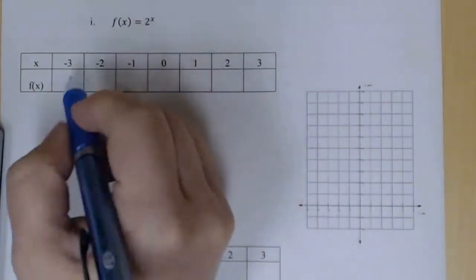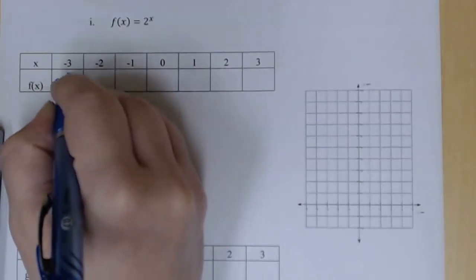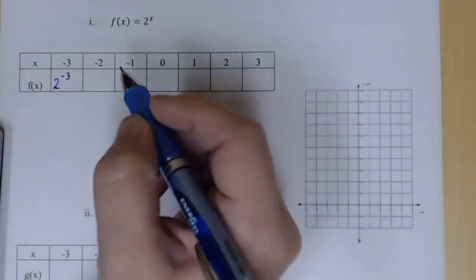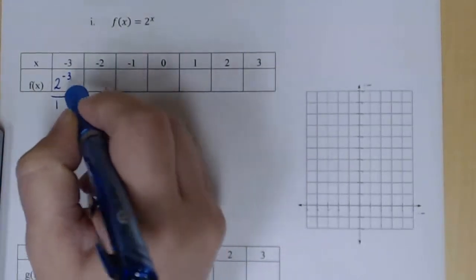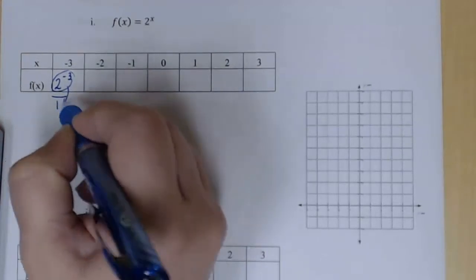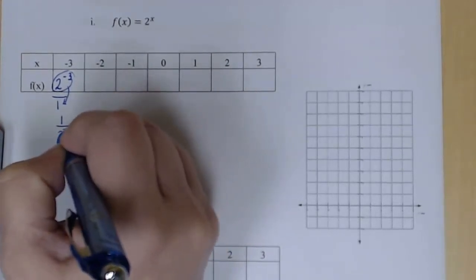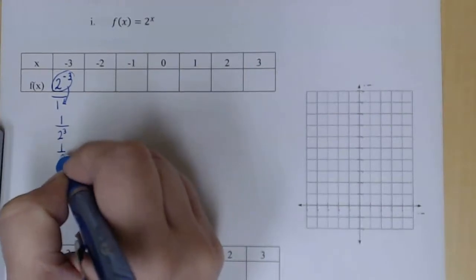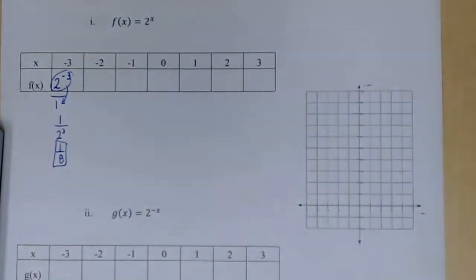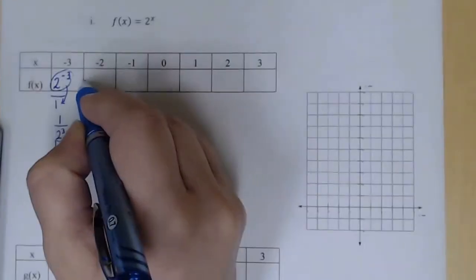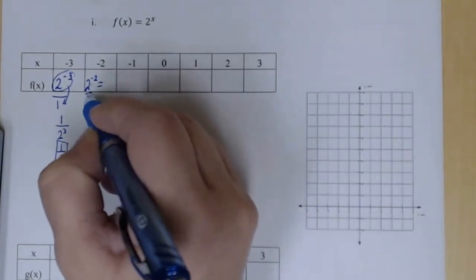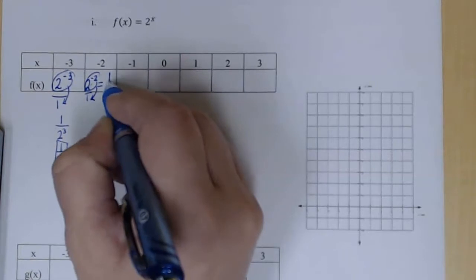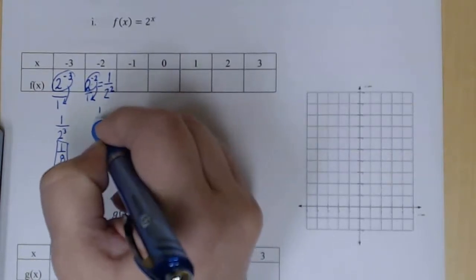Okay, so these are my x values, and I'm going to plug in right here for x this -3. So that's 2 to the -3. If you remember the basics of working with exponents, when you have a negative in the exponent, you can put this over 1 and move it to the bottom, which gives you 1 over 2 cubed, which is 1/8. So when I plug in -3, I get 1/8. Let's do it again, plug in -2. So I have 2 to the -2. Again, to get rid of that negative exponent, I can put this over 1 and move it to the bottom. So it gives me 1 over 2 squared, which is equal to 1/4.